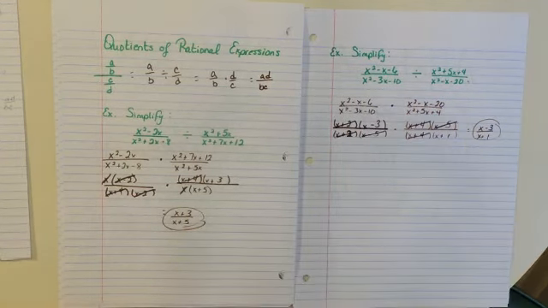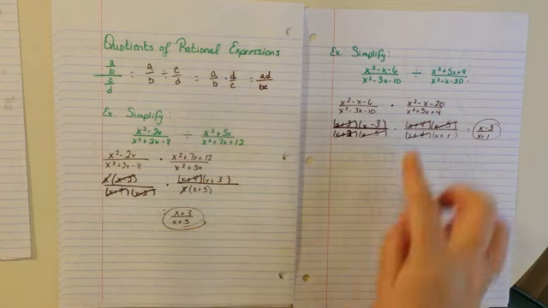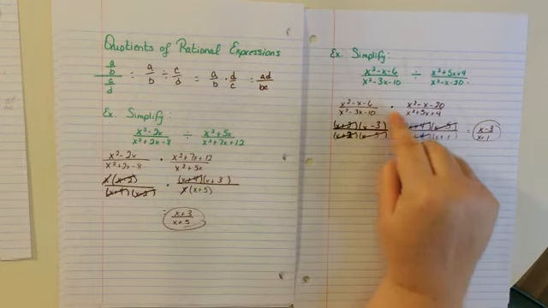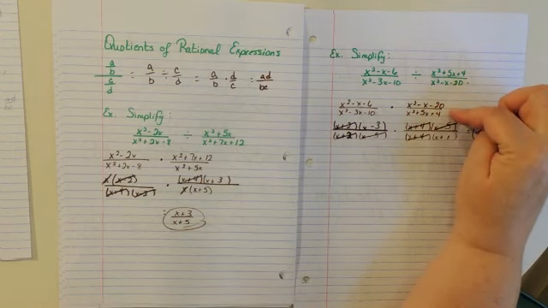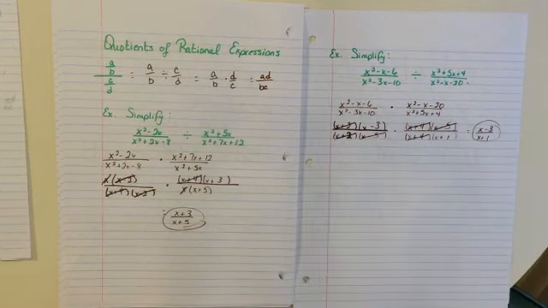Take your time, write neatly, make sure if you're dividing that you change it to multiplication and you flip the fraction. And have fun canceling. And that's it for this lesson.